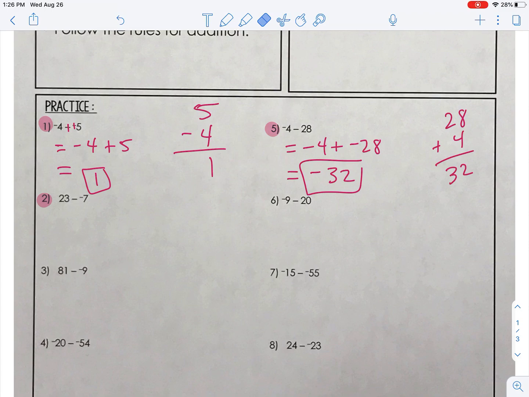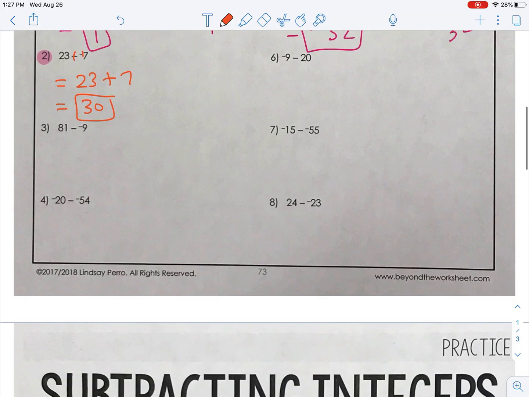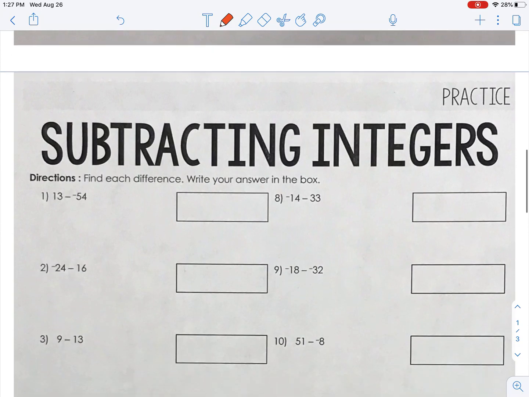I look at number 2 and I see another double negative. Okay, these two negatives are right next to each other. Double negatives make a positive. So 23 minus -7 is the same thing as 23 plus 7. And 23 plus 7 is 30. So that is all I want to show you as far as the notes problems go.